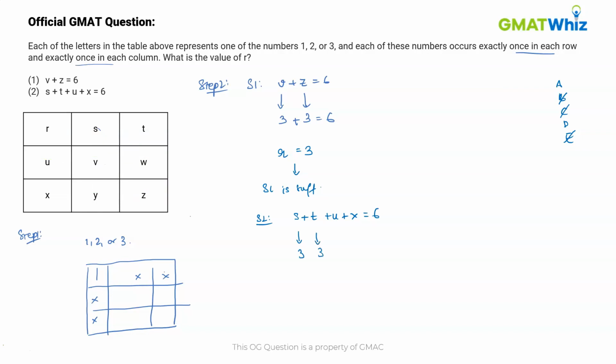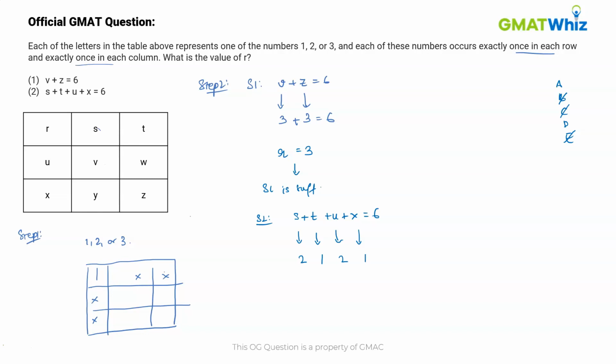3 and 3, U and X will have to be 0, which is not possible. So, what if I take S to be 3 and T to be 2? We would have to add up 1 and 0. So, this case is also not possible. From this we know that S, T, U and X are not 3. None of the letters is equal to 3. So, how can we add up these 4 letters to get the value 6? Now, this is only possible when the value of S is 2, T is equal to 1, U is equal to 2 and X is equal to 1.